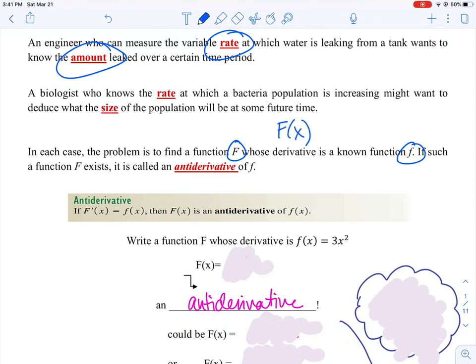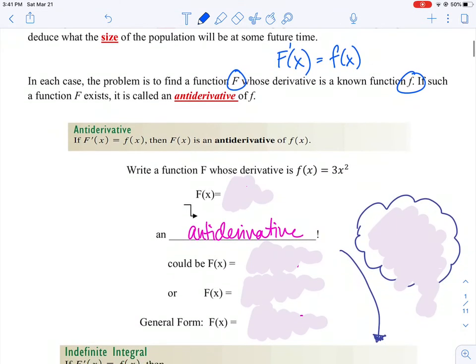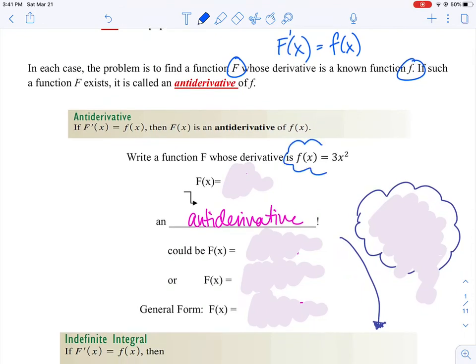So if I give you big F and I ask you to find me the derivative of big F, that's really the same thing as little f. Or what I can say is that big F is the antiderivative of little f. If little f is the derivative and you go backwards, then big F is the antiderivative. Okay? So what if I gave you this little f function? The little f derivative is 3x squared. If my derivative was 3x squared, would you be able to figure out what the original function was that has a derivative of 3x squared?